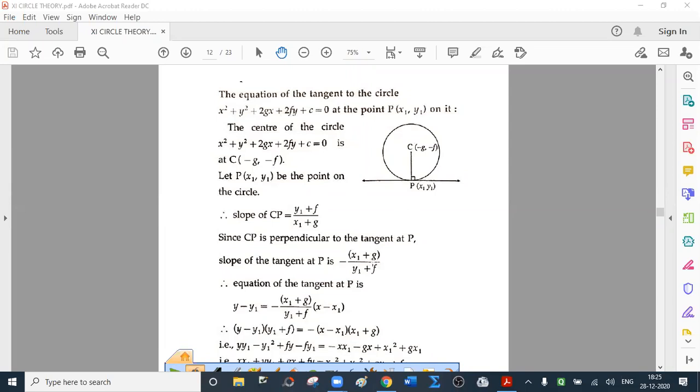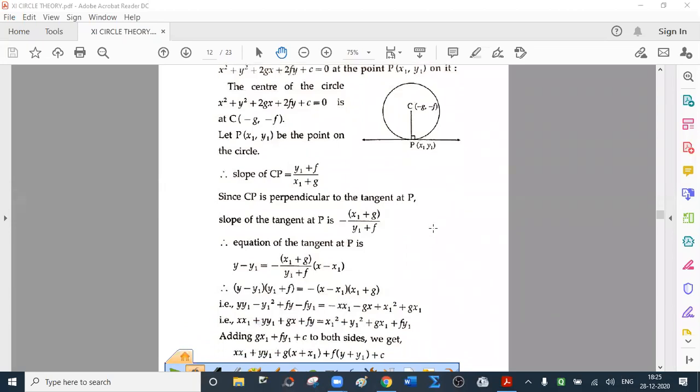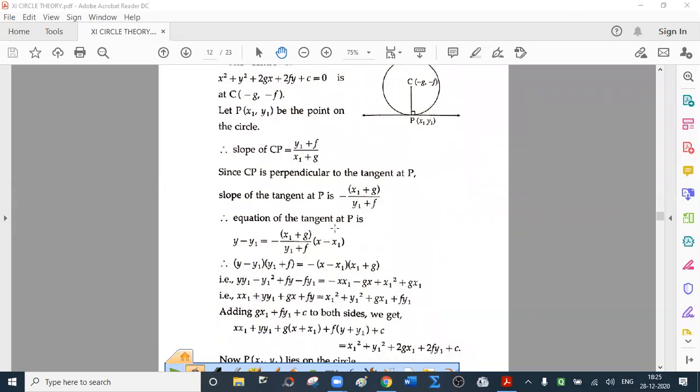Now, slope of the tangent is known. One point on the tangent is known. So, by point slope form, equation of tangent becomes y minus y1 equal to minus in bracket (x1 plus g) upon (y1 plus f) into (x minus x1). Cross multiply to get this. Open all the brackets, rearrange the terms. How? xx1 plus yy1 plus gx plus fy equal to what? x1 square plus y1 square plus gx1 plus fy1.